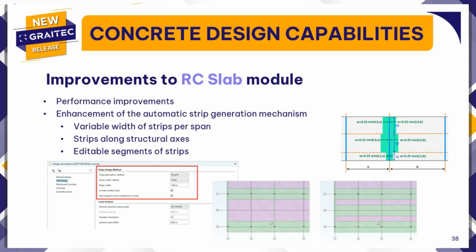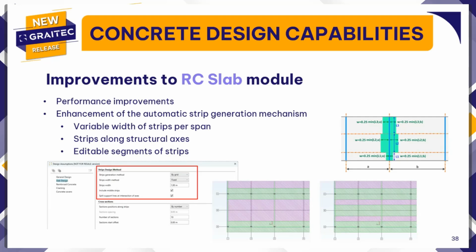For the RC slab module, we provide two improvements. First, in fact, the comfort of work has been improved by significantly increasing the speed of the module, especially when we define reinforcement zones manually, and especially for models with many finite elements. So for the bigger slabs, now everything goes smoothly.